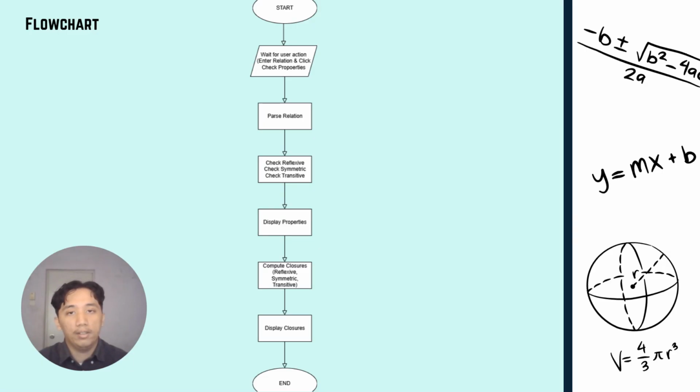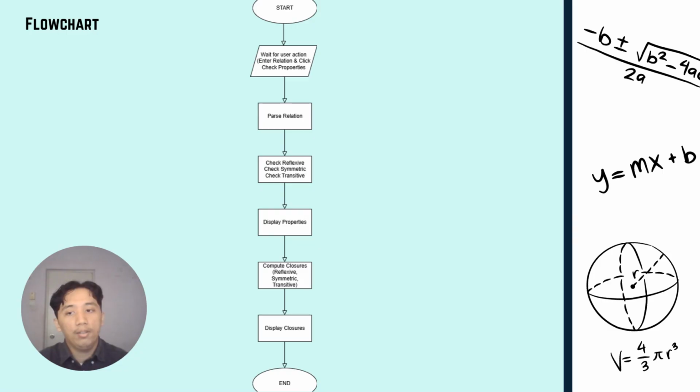Next, the system checks the symmetric property. This means that if a pair A, comma B exists in a relation, the system checks whether B, comma A also exists. After that, the system checks the transitive property. Here, the program verifies that if A, comma B and B, comma C exist in a relation, then A, comma C must also exist. If any of these properties are not satisfied, the program computes the missing closures, which may include a reflexive, symmetric, and transitive closure.